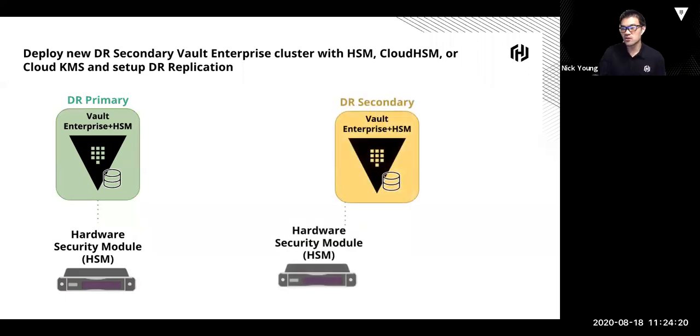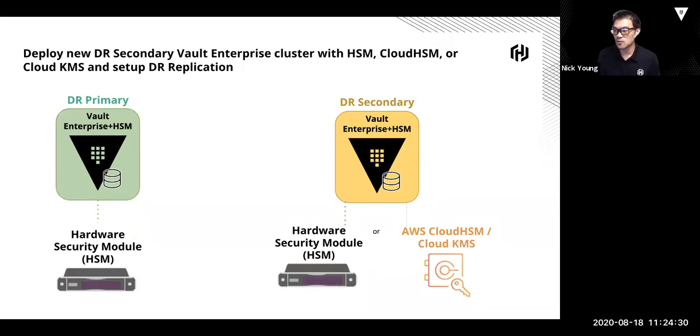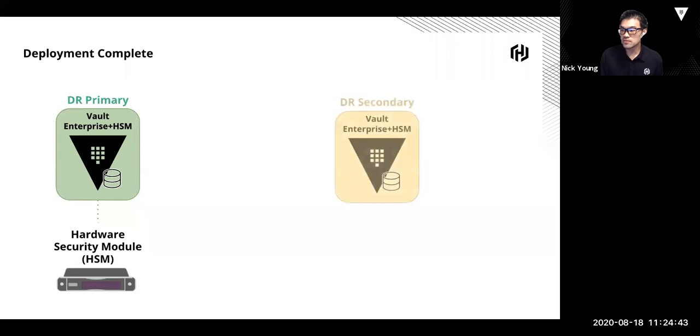You deploy your DR secondary using that same method with a different HSM, or you could leverage the likes of, and I'm going to just use AWS, you could use AWS Cloud HSM or Cloud KMS to auto unseal that cluster. And then finally, you would establish a disaster recovery replication. And now you're basically into a state where your deployment is complete.